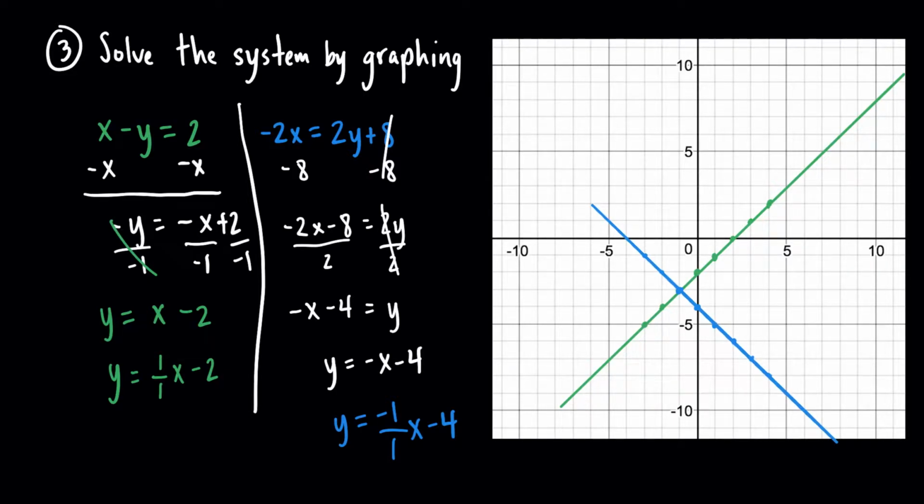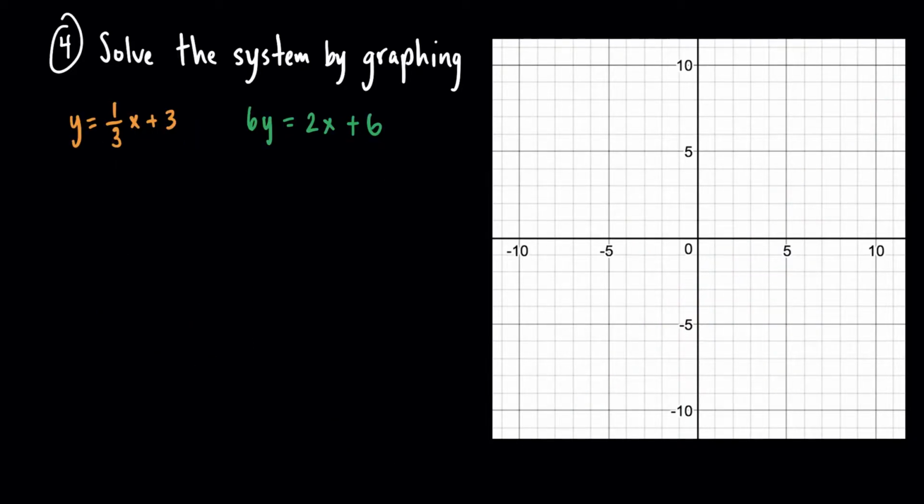So our solution to this problem is right where these guys intersect, and that's going to be at negative 1, negative 3. So if you plugged in negative 1 for x, and negative 3 for y, it would work for both of the original equations.